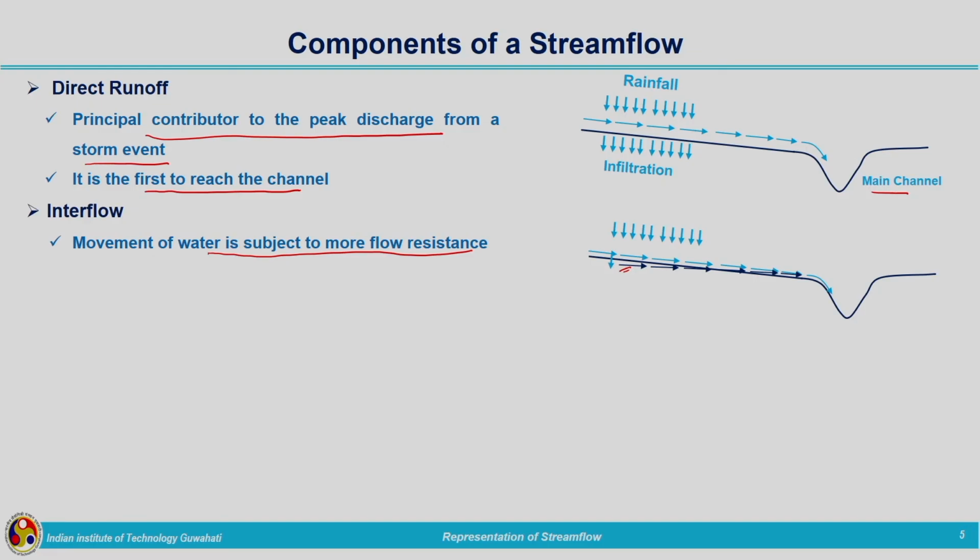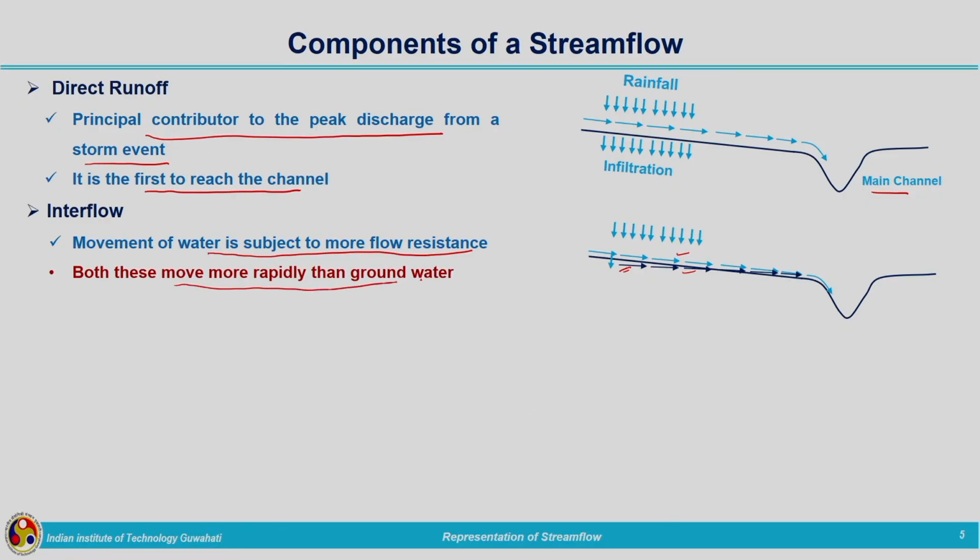So, in this case you can observe that we are having the surface runoff and at the same time we are having interflow. Interflow is starting at a later time compared to surface runoff, but during the time when the entire catchment is contributing runoff to the outlet point, by that time interflow also might have contributed to the stream flow. So, these two always combine together when we discuss stream flow. Both these move more rapidly than groundwater and both lump together for hydrologic processes.